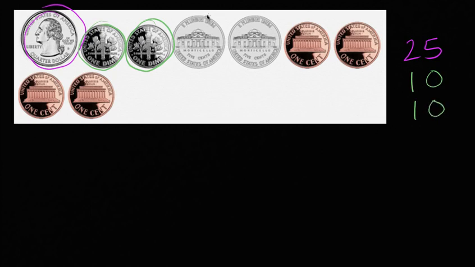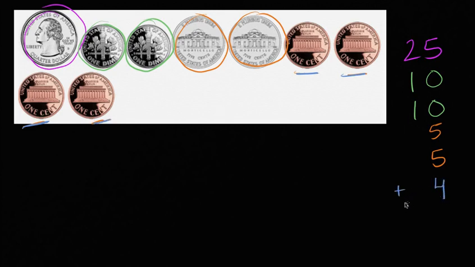Then we have 2 nickels. We've already seen those each represent 5 cents. So 5 and 5. And then we have 4 pennies. 1, 1, 2, 3, 4. Now we could put each penny separately like that. Or we could say, look, 4 pennies, each of them represents 1 cent. So that's going to be 4 cents. So let me do it that way.